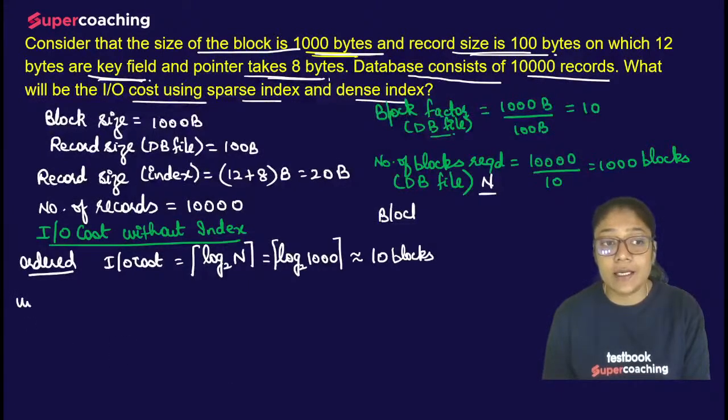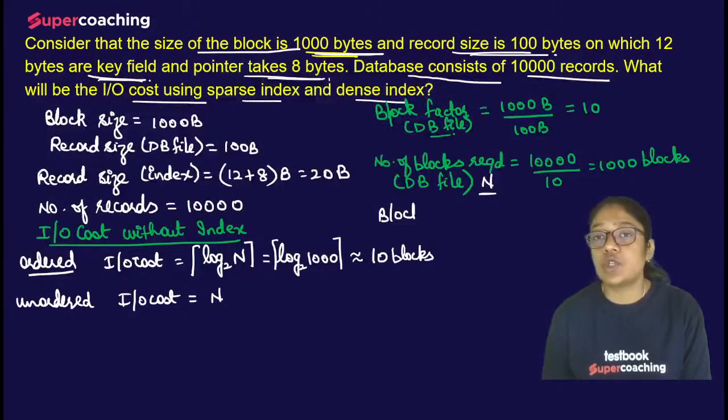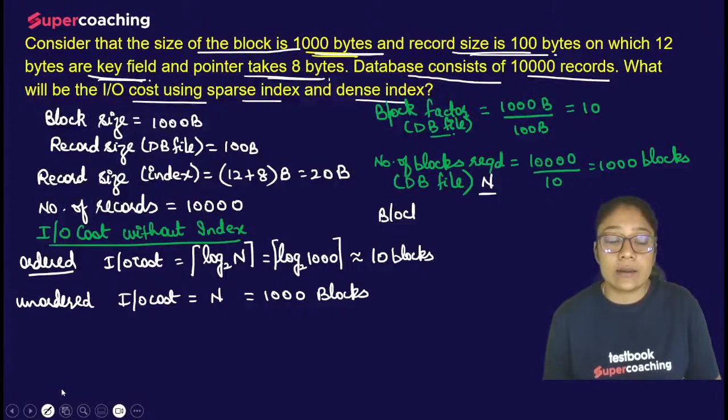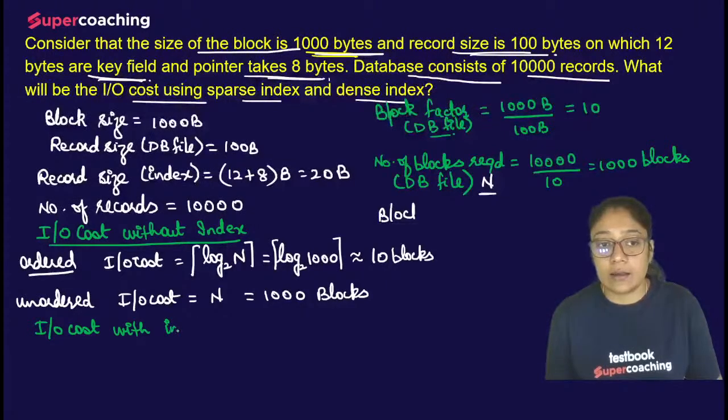But if the file is unordered, for an unordered file without indexing, IO cost is n. We need to check each and every block. Here the value of n is 1,000. So this is the IO cost for an unordered file without indexing. Now I want to find out the IO cost with indexing. That means we need to find out the block factor for the index file as well.